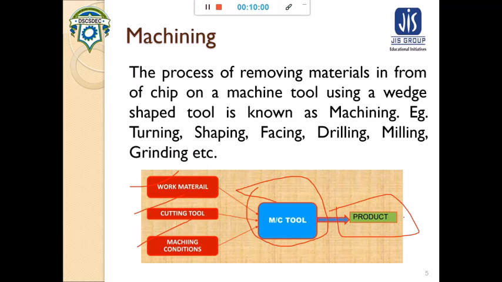So in one word, machining is a material removal process, and the material is removed in the form of chips. This chip formation or material removal can be achieved by using a wedge shape tool, that is called a cutting tool.